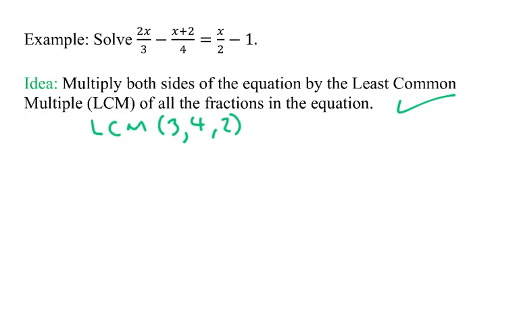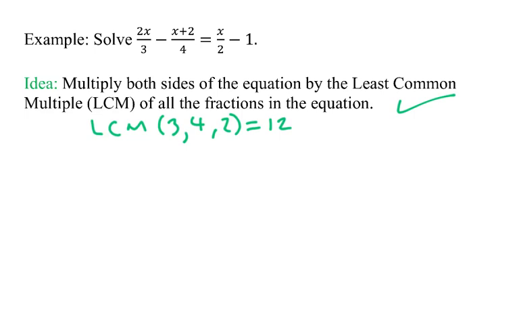Multiple is like skip counting. The multiples of 3 are 3, 6, 9, 12. The multiples of 4 are 4, 8, 12. The multiples of 2 are 2, 4, 6, 8, 10, 12. And as you can see in all those lists of multiples, the first one that I come to that is on every list is 12. So we believe that we ought to be able to solve this equation if we multiply both sides by 12. Let's see how that works.